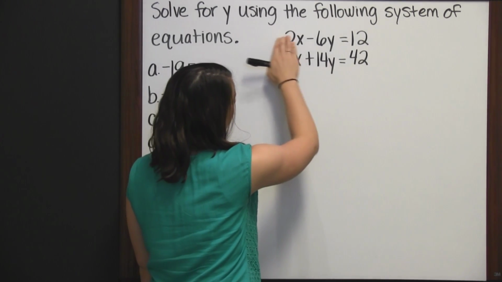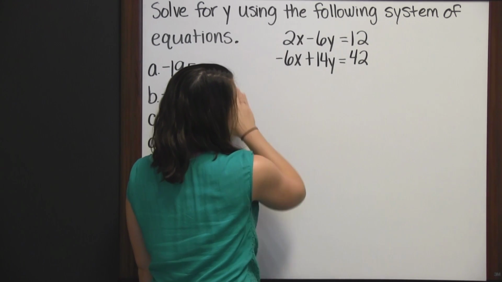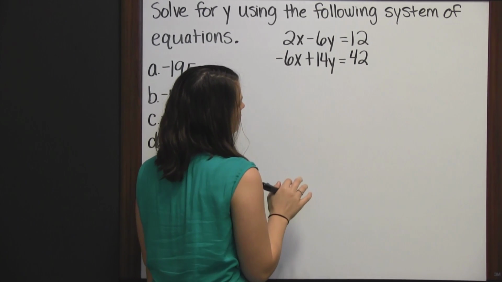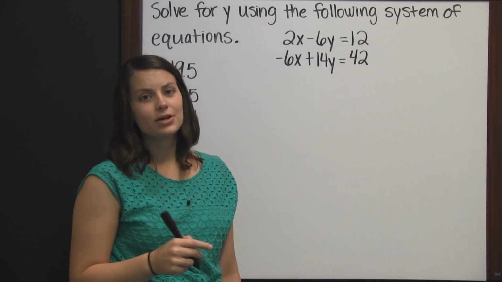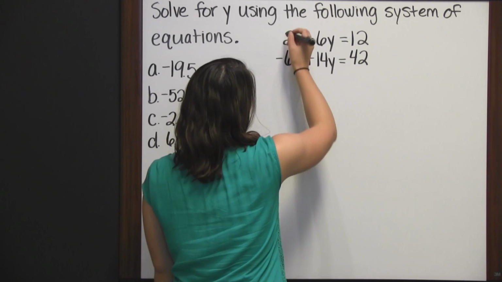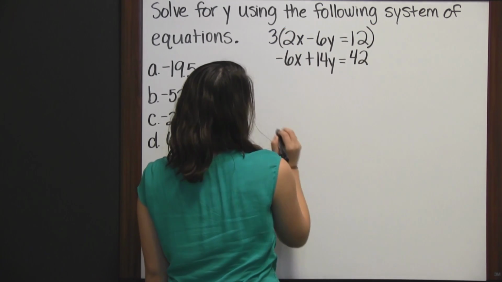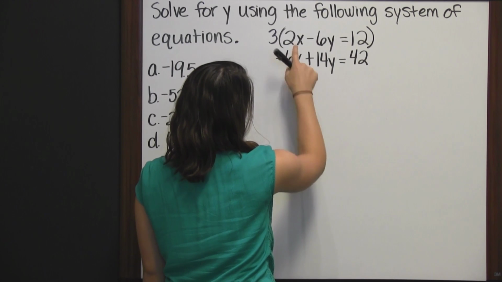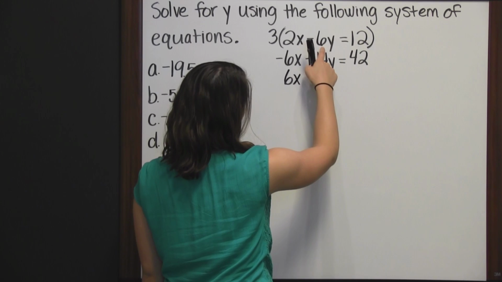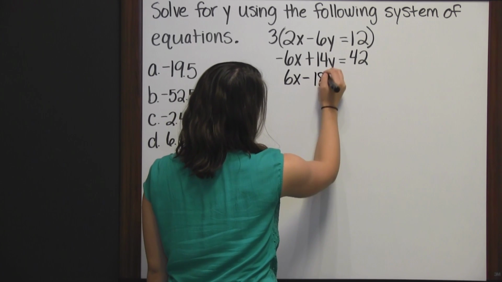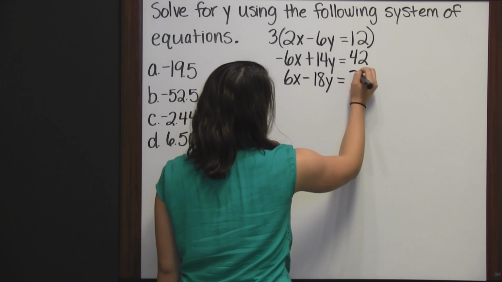Because if I multiply this top equation by 3, I'll have a positive 6x term and a negative 6x term that will eliminate, thus allowing me to solve for y. So I'm going to multiply this entire top equation by 3. 3 times 2x is 6x. 3 times negative 6y is negative 18y. And 3 times 12 is 36.